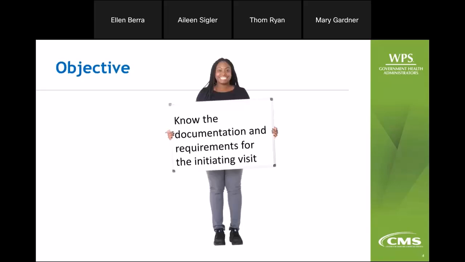So we want to dive into chronic care management, the initiating visit. And we want to talk about when this initiating visit is required, what the documentation requirements are, etc. We will have an encore presentation available that will be after we get all the information back from our vendor.